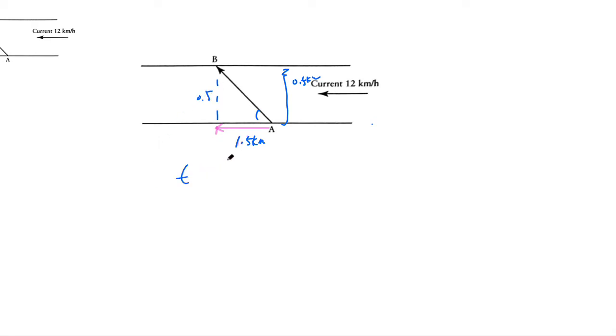So this angle here, let's call that theta. Tangent of theta is 0.5 over 1.5. Tangent inverse of, I guess that's 1/3. To one decimal place, it's 18.4.